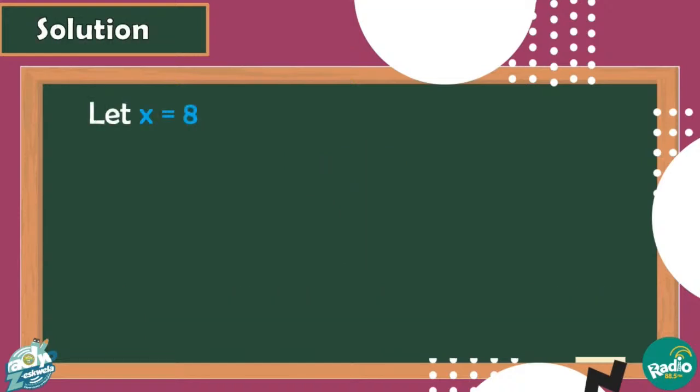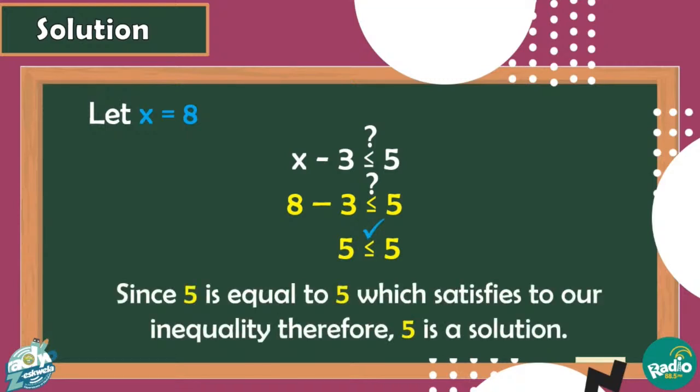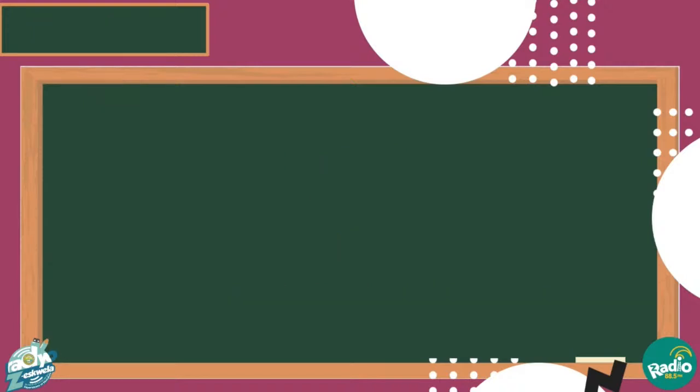And x is equal to 8. Using our given inequality, substitute the value of x, which is 8. It will become 8 minus 3 lesser than or equal to 5. And it will become 5 is lesser than or equal to 5. Yes, since 5 is equal to 5, which satisfies our inequality, therefore, 8 is a solution.